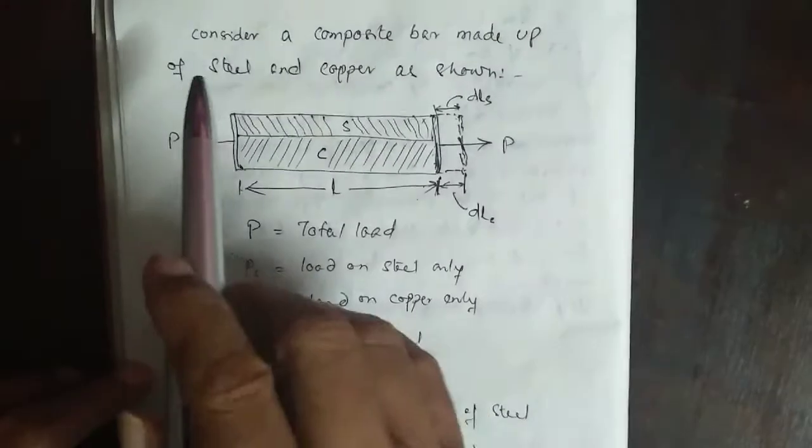Hello students, this brings you a topic on composite bar. A bar made up of two or more different materials joined along the length is known as a composite bar. The different materials are joined together in such a manner that they take the total load combinedly and elongate or contract equally. Let us see the composite bar in detail.